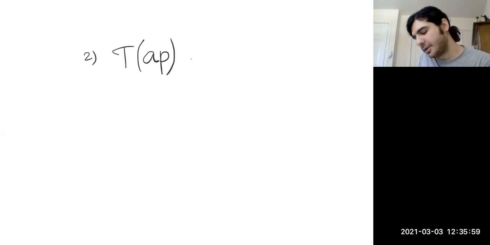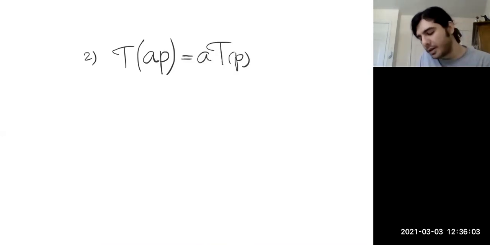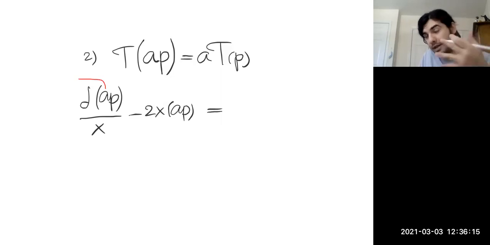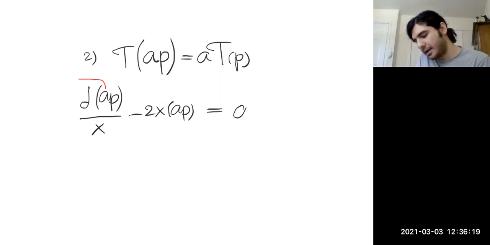I should show this is equal to A times T of P. So T of AP is the derivative of AP with respect to x minus 2x AP. Well, we know if we have a constant, which A is, it comes out of the derivative. So it would be A dp x.